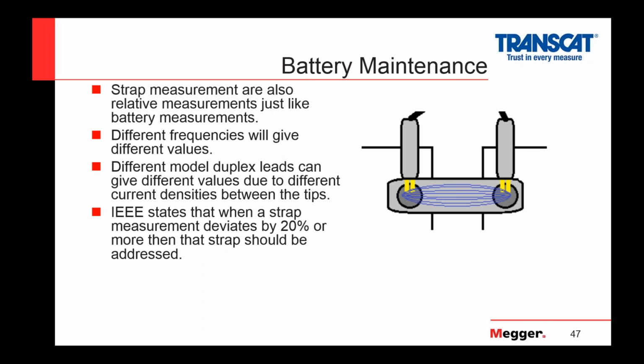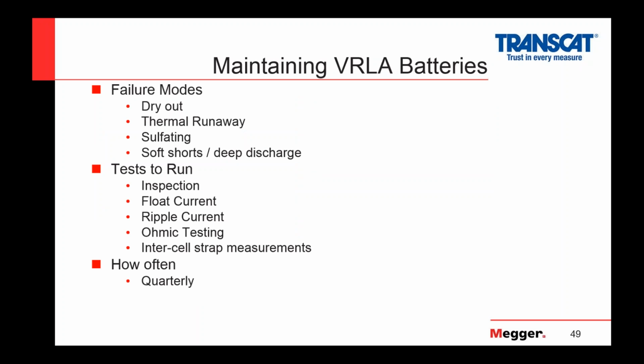IEEE 450 will tell you that if a battery strap deviates by 20%, it needs to be addressed. So again, it's a relative measurement. Once you see that change to 20%, address the battery strap and clean it up. Okay, it's going to be a connection issue, and you clean the terminals and torque everything up.